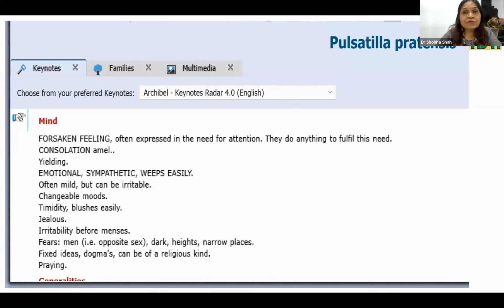Otherwise, she being from the plant kingdom, even in this case also what we were getting was the sensitivity and the reactivity. There was no other issue of any me versus you of the animal kingdom, or any issue of structure. So the animal and the mineral kingdom were ruled out. But the sensitivity and the reactivity was coming up very clearly, and that is how the plant kingdom remedy will come up. Pulsatilla is very emotional, sympathetic, and weeps easily, often very mild and can be irritable, with changeable mood, timidity, blushes easily, jealous, irritability before menses, fears.